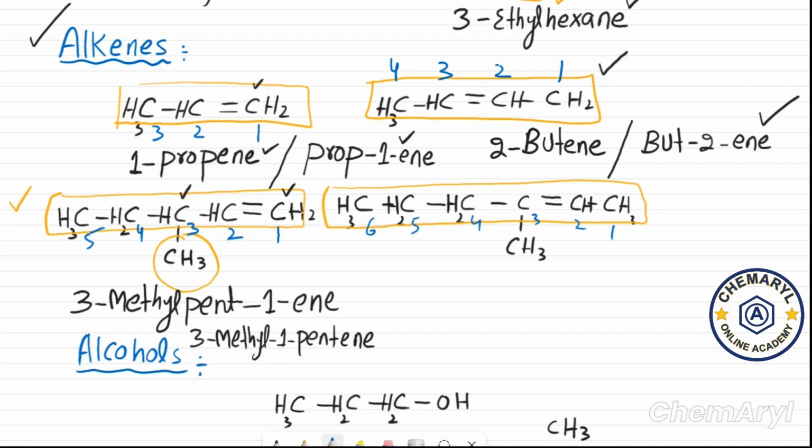So first of all we have to mention the position of the side chain. At which position is the side chain present? Position 3. So write 3-methyl. How many carbons are present in the main chain? 6, hex. At which position is the functional group present? 2. What suffix is used for the carbon double bond? Ene. Very good.